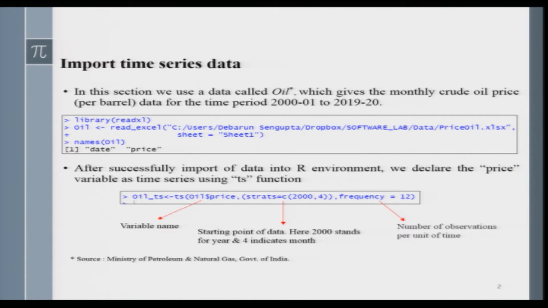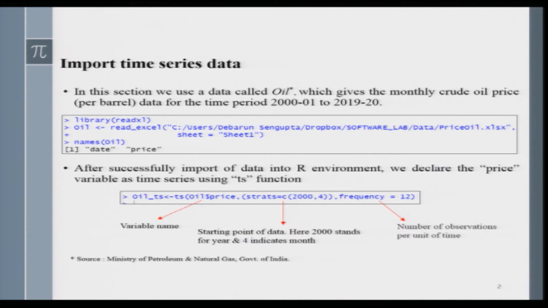Now if you write this third line in our console, names within parentheses, then it will report the variables that R finds in that Excel file. You will see in that Excel file I have only two variables, date and price, and R is actually reporting these two variables only. Now I assume that you have successfully imported your data into the R environment.